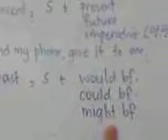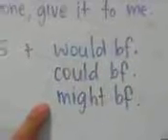For the second pattern, you have if plus subject plus the past form. So you can see the difference. This one is present and then this one is past. So if plus subject plus past form, you've got your comma again because you started with the if plus. And then you have your subject, and for your main verb, you can use would plus base form, could plus base form, or might plus base form.